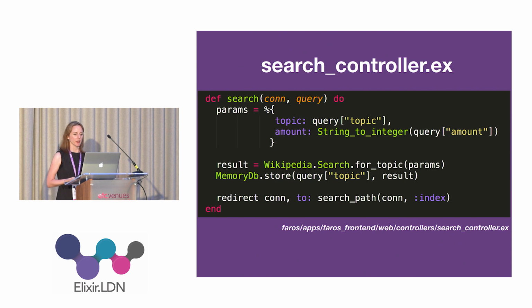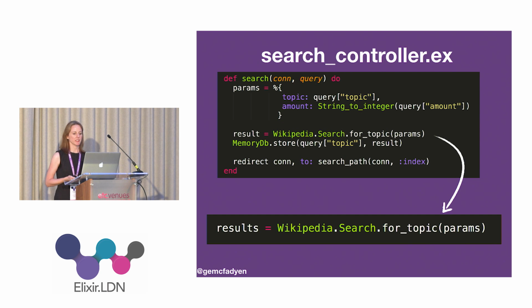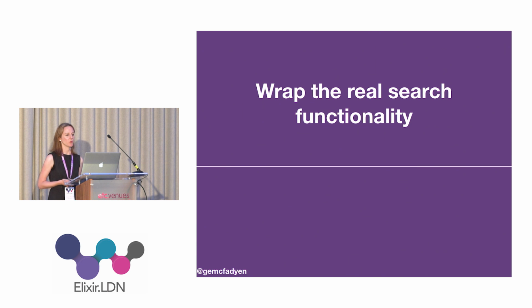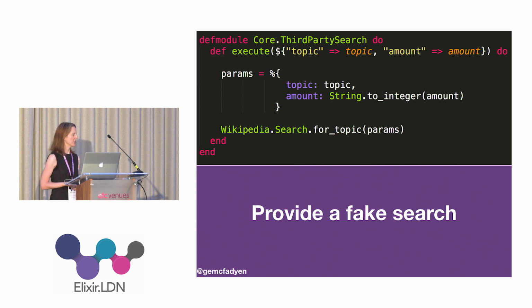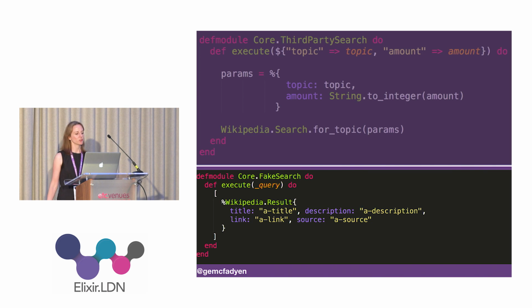And the search that we invoke looks something like this, whereby you can see that the Wikipedia search is invoked, and that's the bit that actually goes to the outside world. So we decided to extract that line, which goes to the outside world under the hood, and wrap that in a new module. And we called that module third-party search. We also wanted to provide a fake implementation so that depending on which environment we were running in, we could decide which implementation we wanted. So we created another module called fake search, which just returned a canned result.